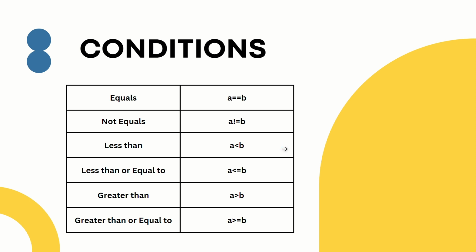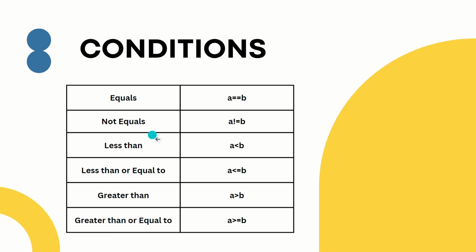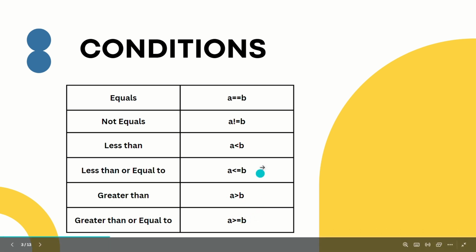So conditions, we have all seen these when we were looking at operators. These are all going to result in Boolean values. There is the equals condition, which is given by double equals, not equal, which is symbolized by an exclamation mark and an equal to symbol, read as A not equal to B. Then we have less than equal to, greater than and greater than equal to.